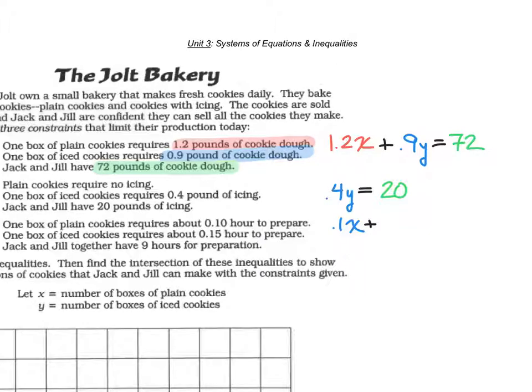Let me get my color scheme going in the right way. So this should be red. 0.1x plus 0.15y, and that would be equal to 9, a total of 9.